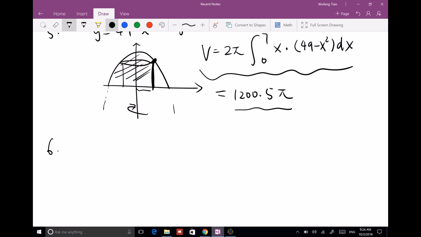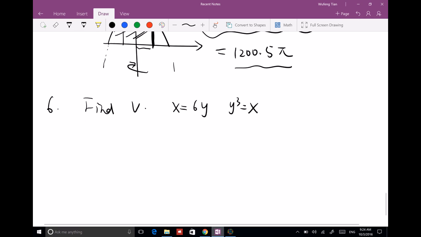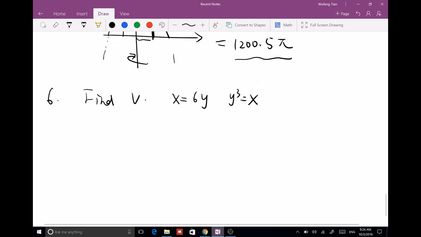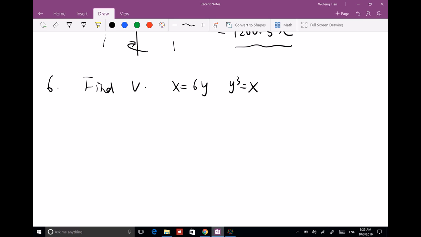It's not really hard. Number 6, you find the volume enclosed by the functions x equals 6y, y cubed equals 3x. So everybody asks you to do the shell method, but this one you have to use the disk method or washer method. They are exactly the same, just pi r squared minus another small r squared. So now this one is like this.